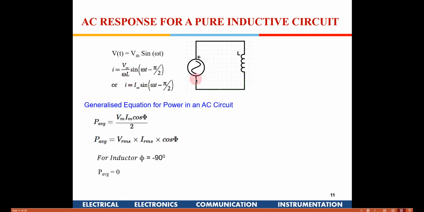Okay. So now if you try to compute the power of the inductor, again we know the generalized equation is P average equal to Vm Im cos phi by 2, or V RMS into I RMS into cos phi. In this case the current is lagging by 90 degrees. So cos phi becomes cos of minus 90, which is 0. So the average power is 0.